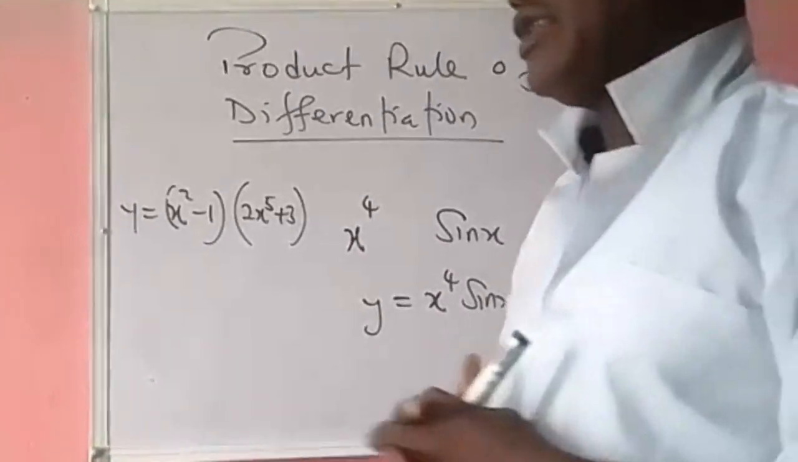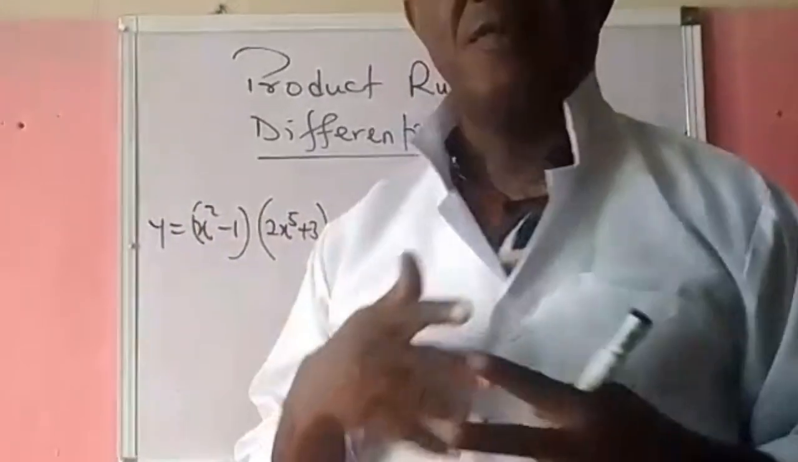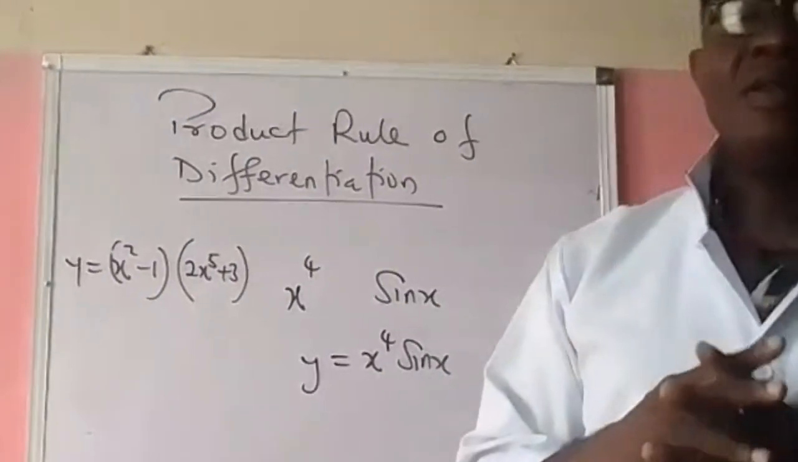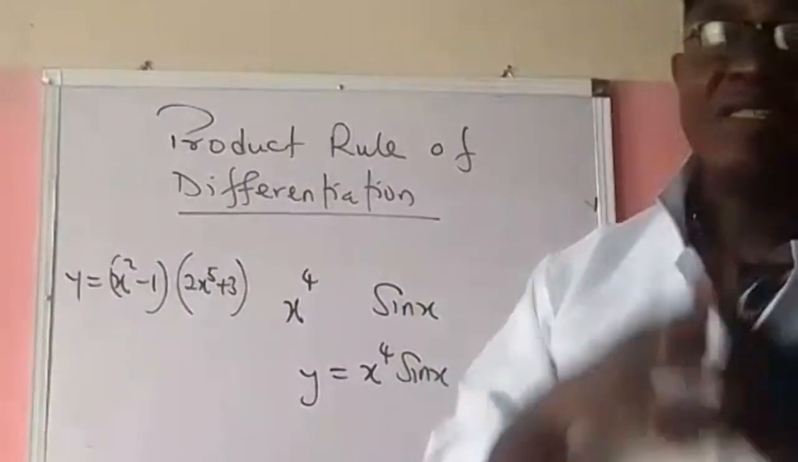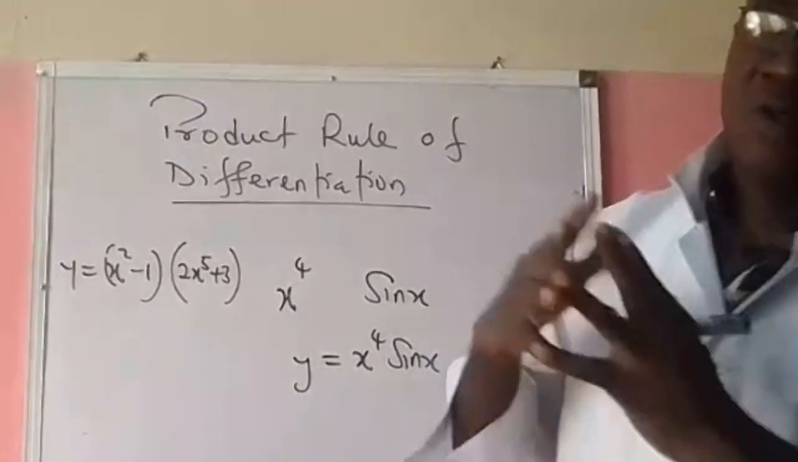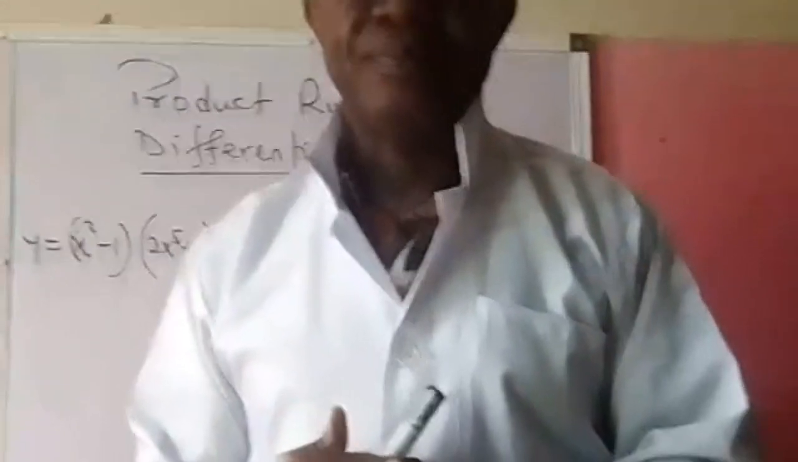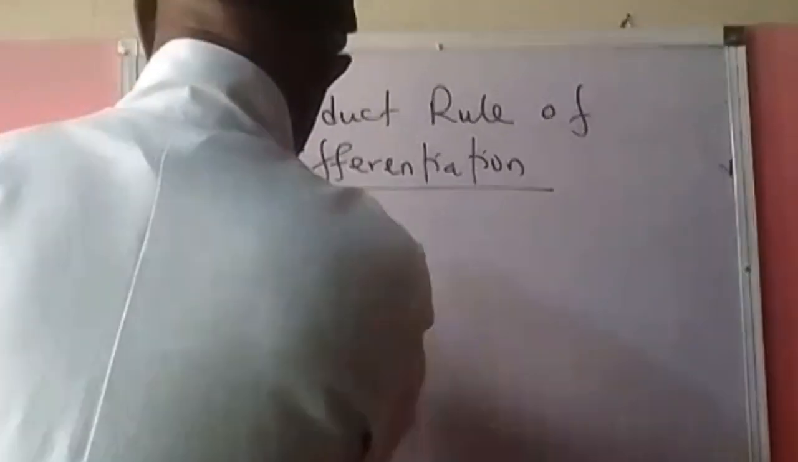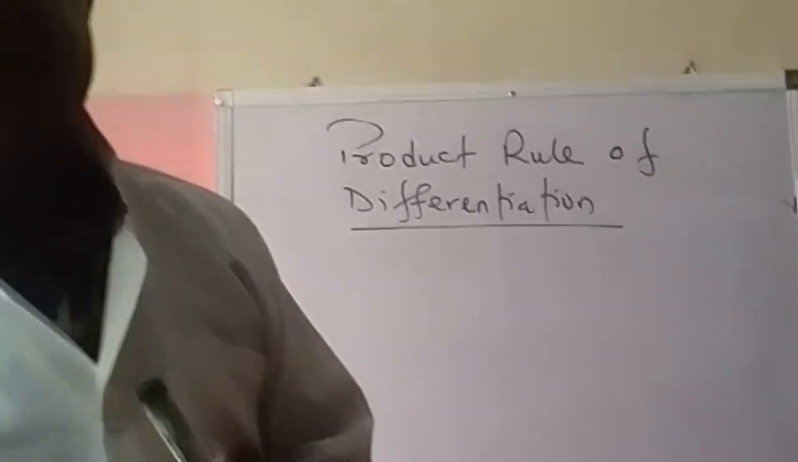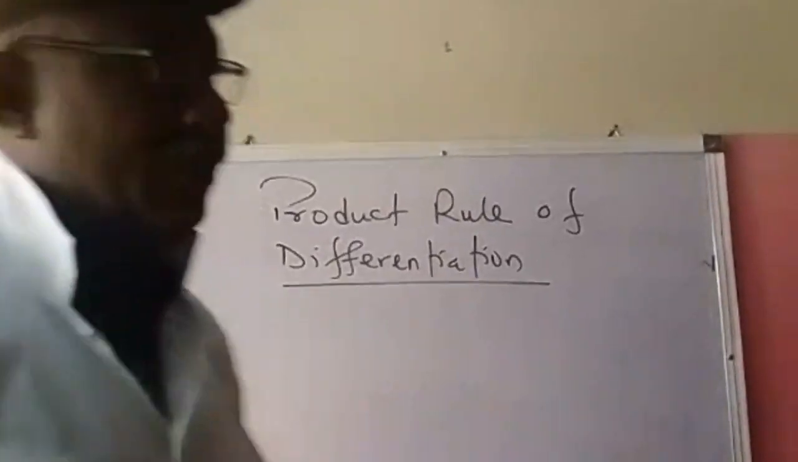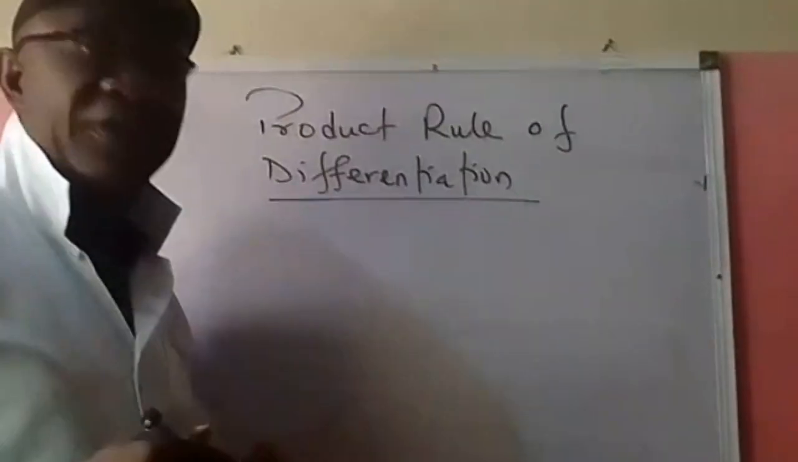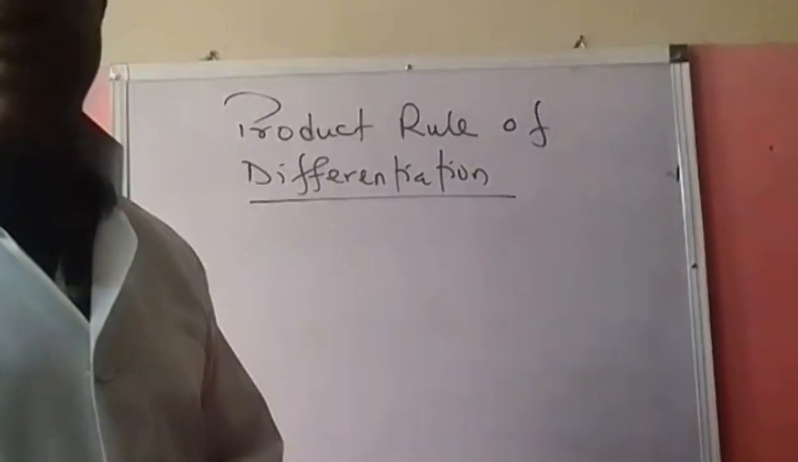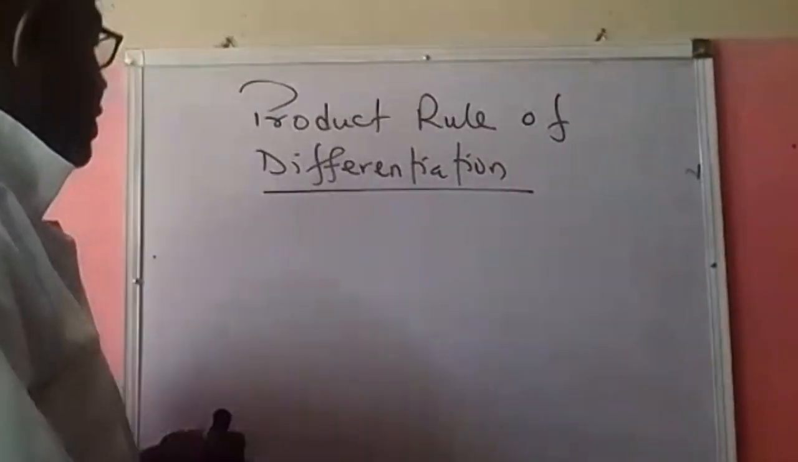So we want to learn how to differentiate the product of two functions. Having identified a function as a product function, we want to learn how to differentiate it. Now, the rule of differentiation that will guide us on how to differentiate the product of two functions is called the product rule. And what does it state?